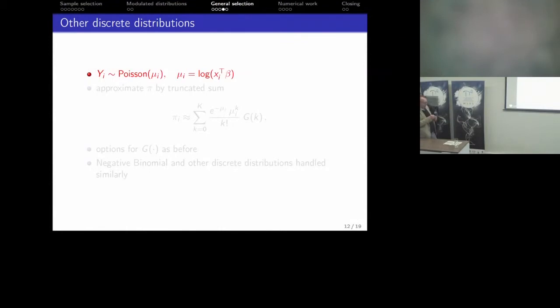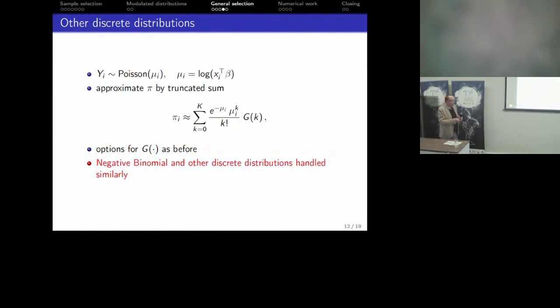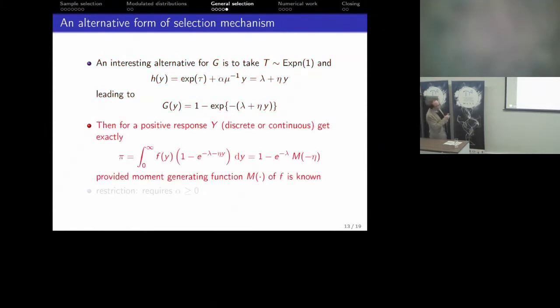We go through the same type of computation. In this case, the summation cannot be completed to infinity, but we have to truncate. Of course, we choose a truncation point which is high enough to embrace as much as possible of the mass, something very close to 1. And then we have to choose the option for G, etc. And similarly, you can use negative binomial and other distributions, and so on. It's literally the same. It's only the mathematical expression of the density that switches. Okay, I think I skipped this.